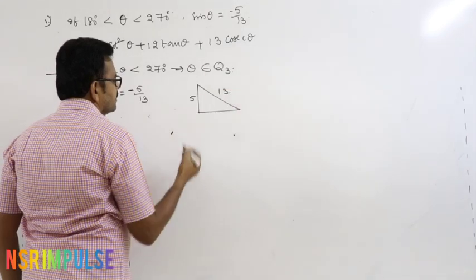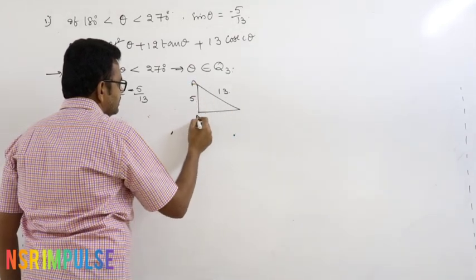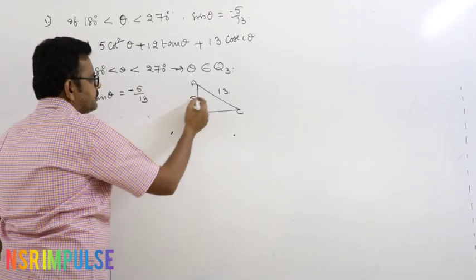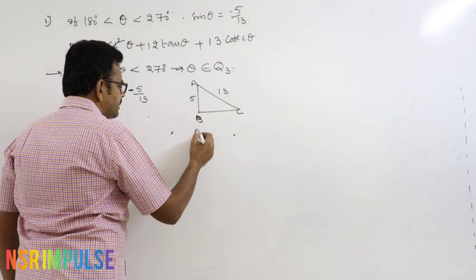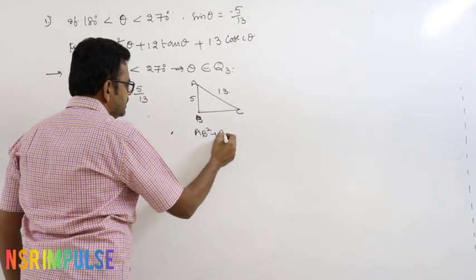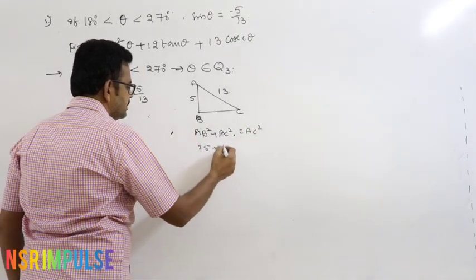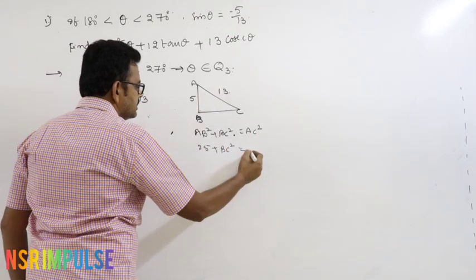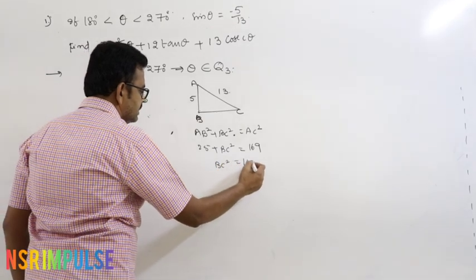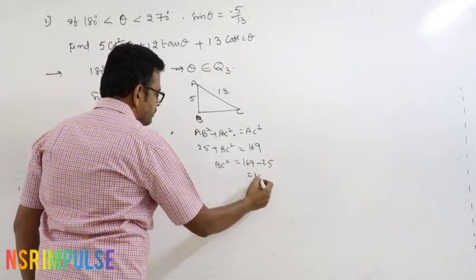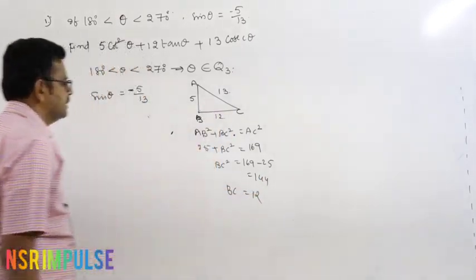Hypotenuse. Suppose the triangle is some ABC triangle. So this is 5 and this is 90 degrees. AB square plus BC square is equal to AC square. AB square 25 plus BC square is equal to AC square 13 square. So BC square is equal to 169 minus 25, which is 144. Therefore BC is equal to 12. So the adjacent side is 12.